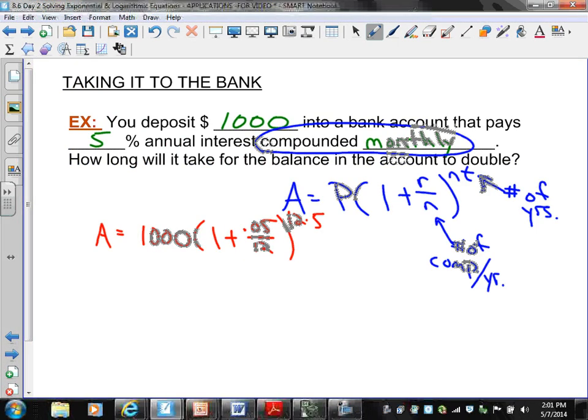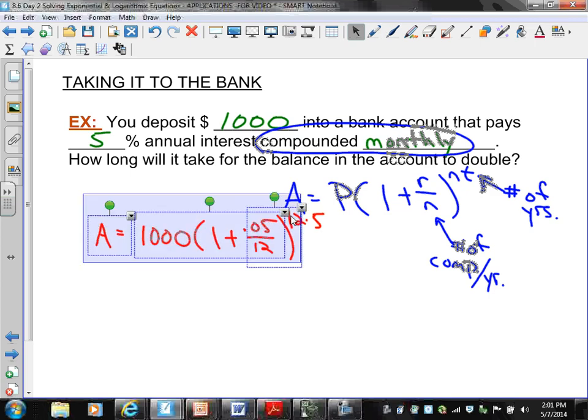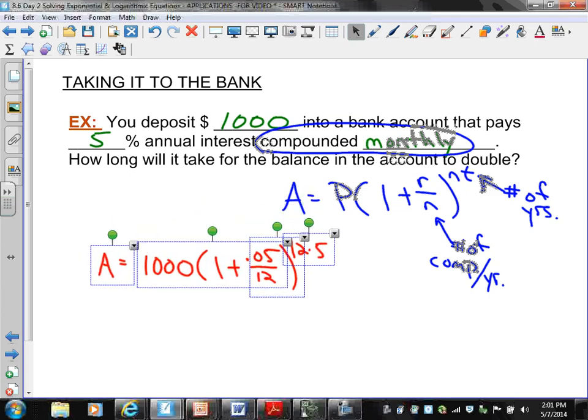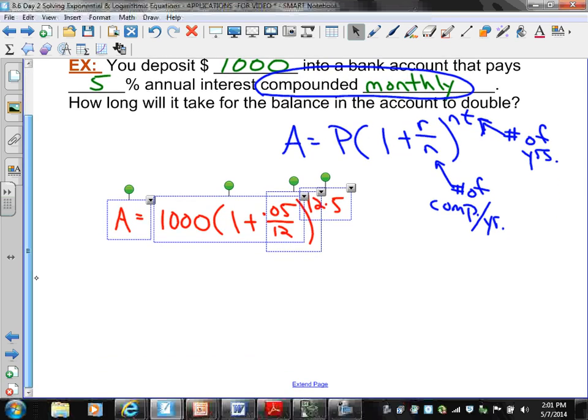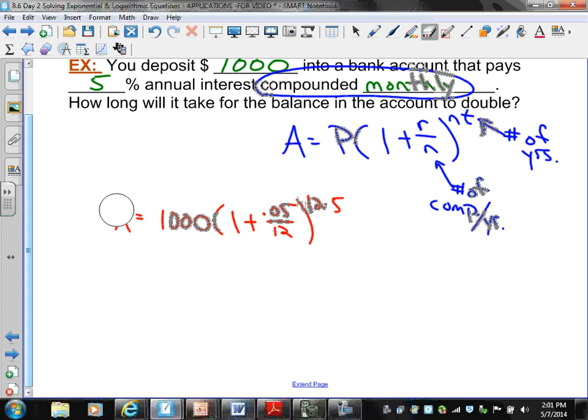And now I just need to go ahead and modify this for the fact that my balance is actually going to double. Okay. So the fact that it's going to double, I can go ahead and change this A to 2,000, right? I'll go ahead and mark this as 2,000. And something's off here. Why did I put 5 there? That should be in the exponent. That should not have been there. That should be a big old T. So my apologies for that. You might have even picked up on that, so I apologize.